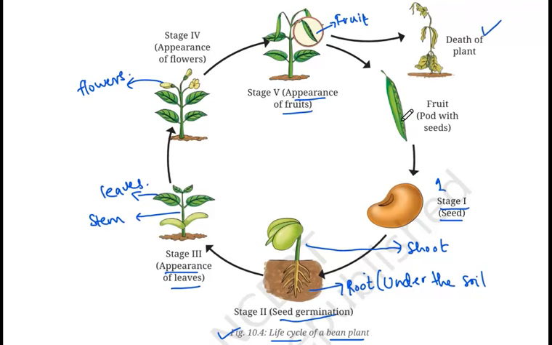Now you got the fruit, you can again take a seed from the fruit and sow it in the soil. Again, what will happen? Seed germination will take place. It will give birth to root and shoot. Then from the shoot will come out the leaves and the stem, which is above the ground. Roots remain under the ground. Then we have the appearance of flowers, then the appearance of fruits. Again, after a certain interval of time, you will see that the plant is not bearing any flower or fruit, and it withers and dies. So this life cycle continues. This is the life cycle of a bean plant.